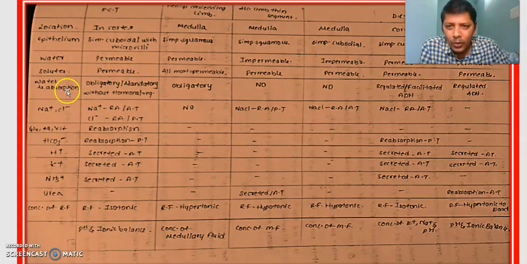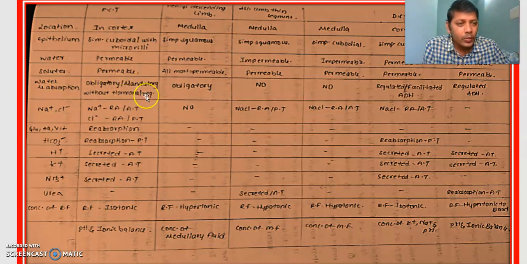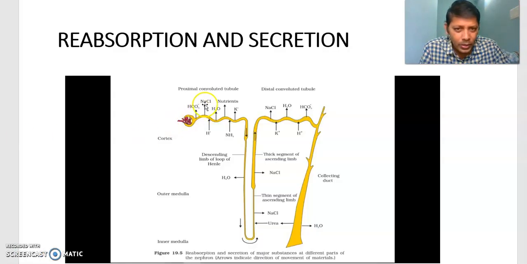Come back here. Water reabsorption, obligatory or mandatory without hormone regulation, takes place here. How is Na+ reabsorbed here? Na+ is reabsorbed by using ATP, you have to write down. Cl- is also reabsorbed when the arrow is coming out, so that means reabsorption. Cl- is also reabsorbed, but without using ATP.